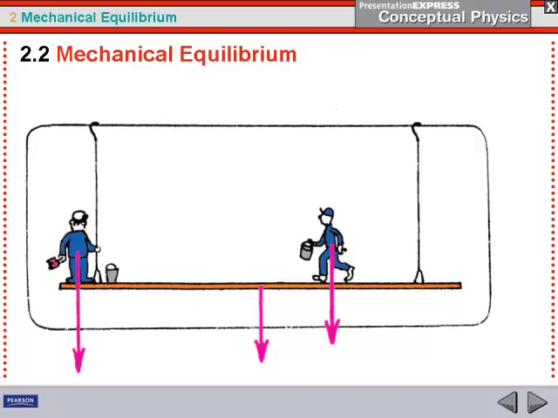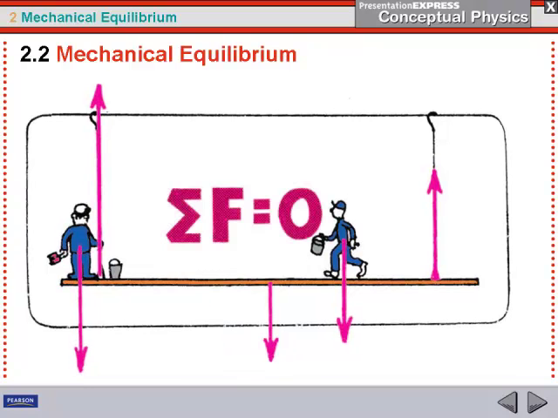Here are the downward forces, the weights of the men and the scaffold. And here are the upward forces added, the tensions in the ropes. The sum of all the forces is 0, so the men and the scaffold are in mechanical equilibrium.